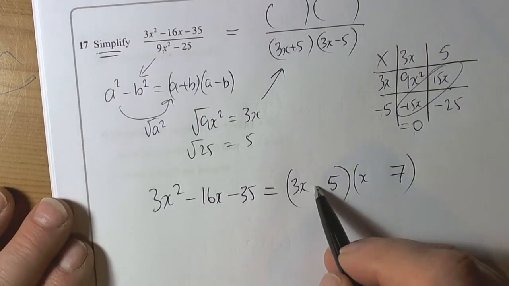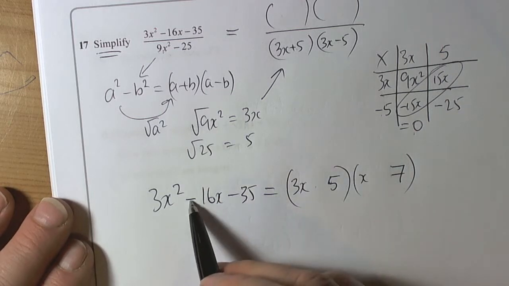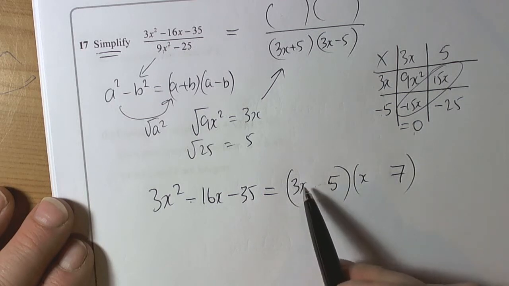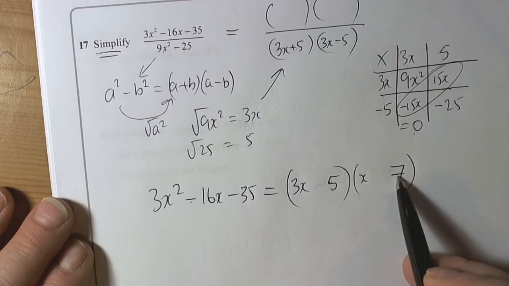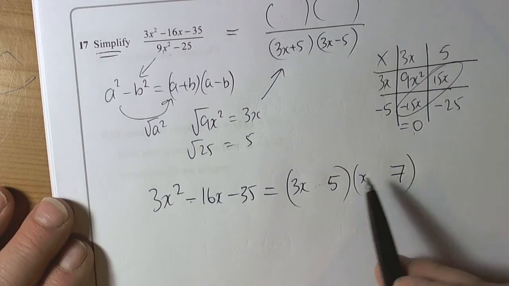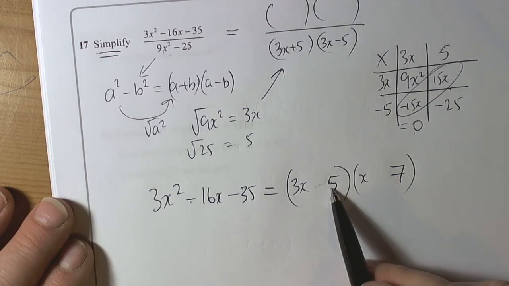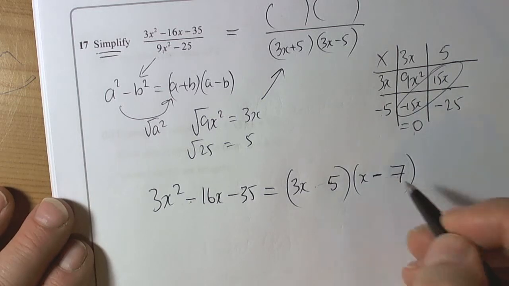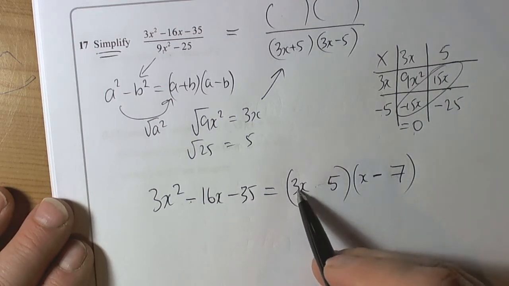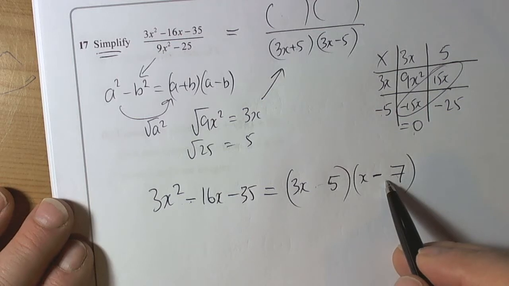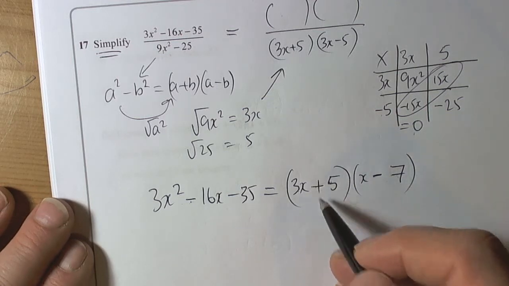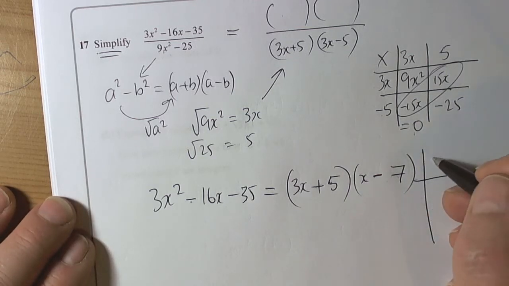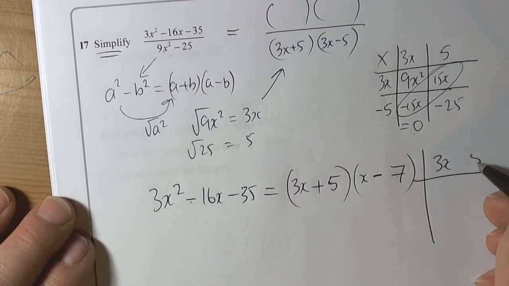To decide whether it's plus 5 or minus 5, we look at what we need here. We need negative 16x from multiplying this out. Well, we know that 3x times 7 is 21x, and we know that if we take away 5, we'll get 16. But we need negative 16. So it's going to have to be negative 7 there, because 3x times negative 7 is negative 21x. Add 5x will give me negative 16x. And again, we should be checking that these things work.